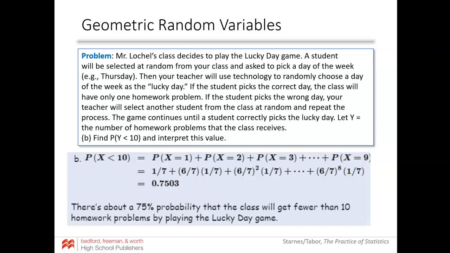So I'm going to show you in your distribution menu where you can get the geometric distribution. And just like with binomial, you'll see that we have to enter them carefully. But now we have to interpret this. So there's a 75% probability that the class will get fewer than 10 homework problems by playing the game. So I guess if it's a matter of do you want to play the game? Yeah, because you've got a pretty good chance of having less than 10 problems. But I mean, why not? If you know you're going to get 10 problems at the worst, then go for it.